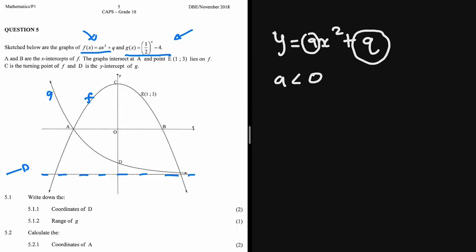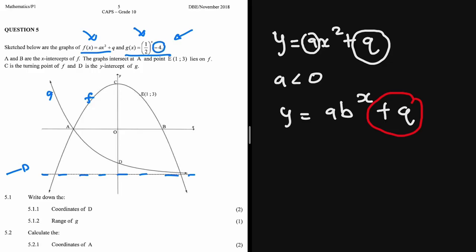And remember, the exponential function is given as a times b to the power of x plus q. So the value of q here always represents our asymptote. If we look at our equation here, our asymptote is negative 4, because the value of q is negative 4. So this means the line which the graph is not touching has the value of negative 4, because we take that from the graph of g, which is exponential, and the value of q represents the asymptote.